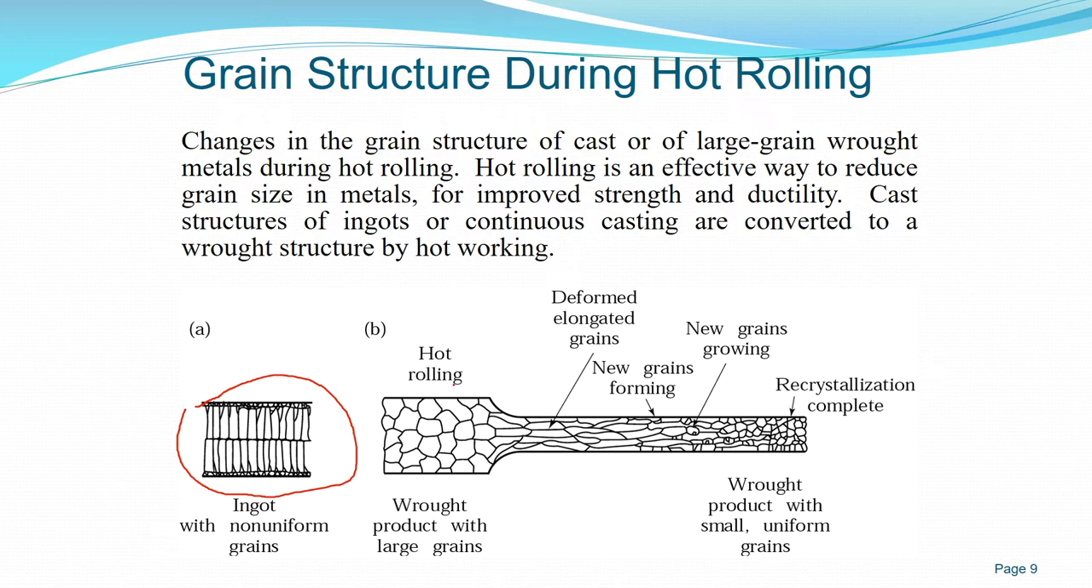Afterwards, from hot rolling, we have a product with much larger grains here, and then the grains follow the rolling direction, which is this direction. The grains are deformed into an elongated shape. Then, as it cools down from the hot rolling, new grains form and grow here and also here from the larger grains. Finally, at the end of the rolling process, with cooling, recrystallization takes place, and we have a much smaller grain size than the larger grains we had initially.